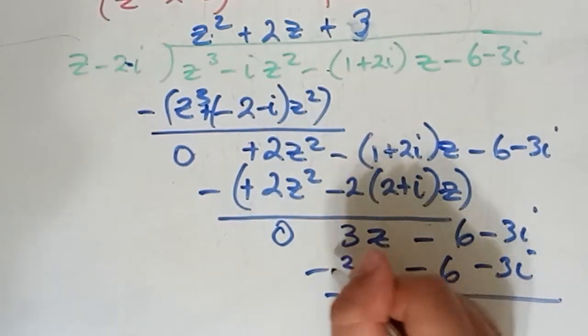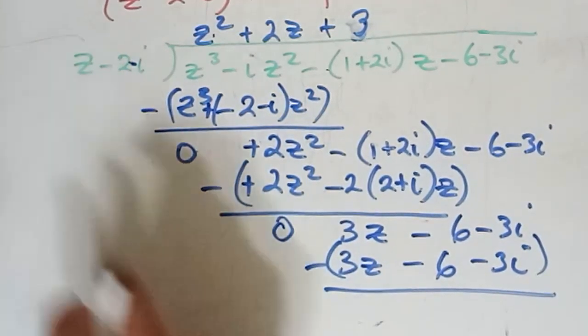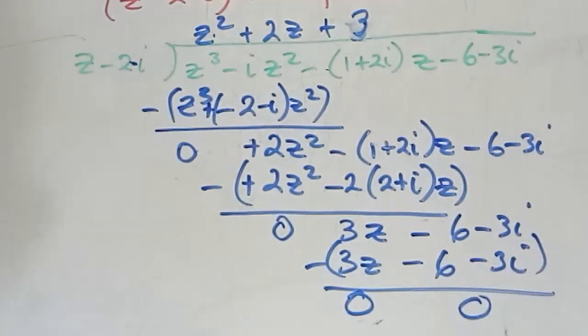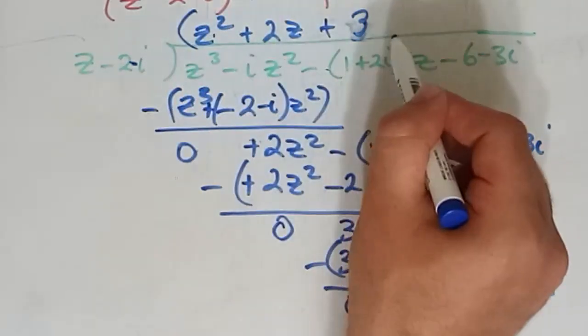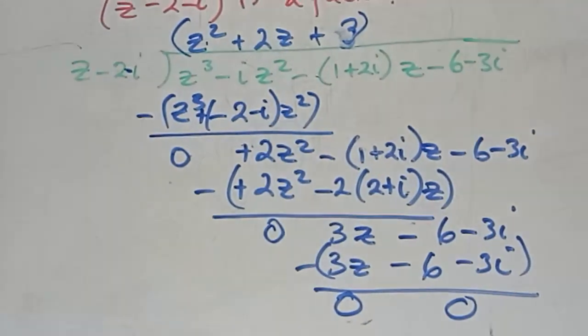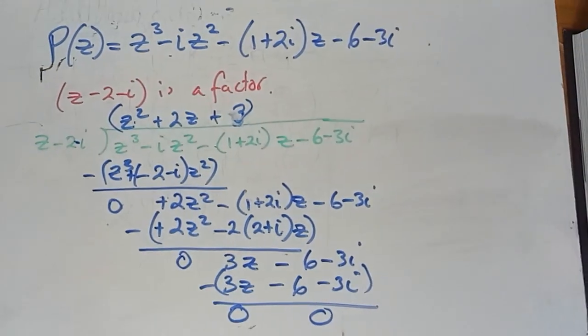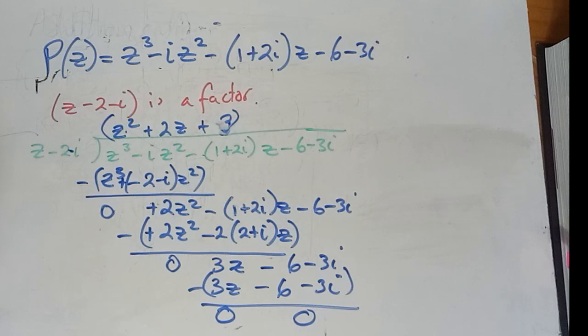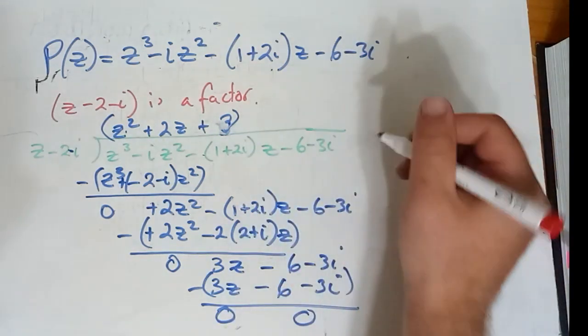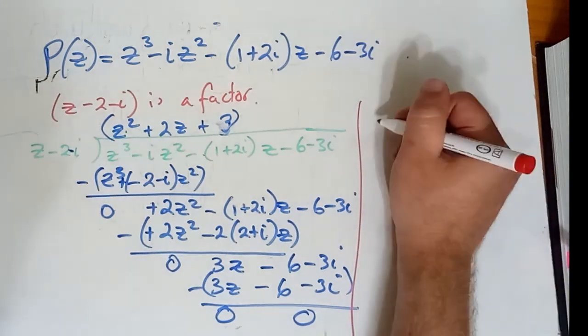Perfect. We wanted that to be the case because we knew this had to be a factor, so it had to come out with a 0 remainder. And then we've got our good friend, which we've met before, z squared plus 2z plus 3. So now we know all the roots because we've already solved this. We've just solved it the same way as we did before.